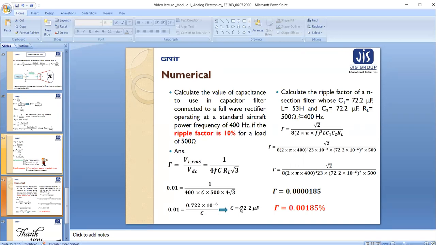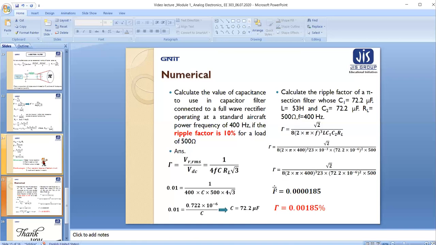And remember that this type of capacitor is electrolytic or polar, and this specific value cannot be available in the market. You have to organize this value: you can connect two polar capacitors, one of 22 microfarad and another of 50 microfarad, in a parallel connection.